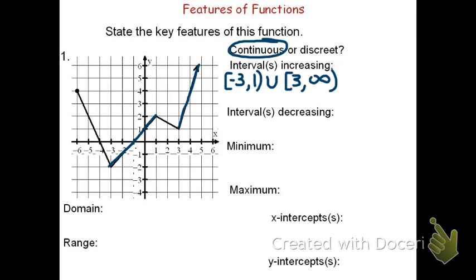For intervals decreasing, the first one is on the far left-hand side. Beginning where x is -6 and continuing to where x is -3. It stops doing that, so we'll use the parentheses indicating that's where it ends. The next interval of decreasing begins where x is 1 and continues to where x is 3. So to write that, it goes from where x is 1 and continues and stops at where x is 3.